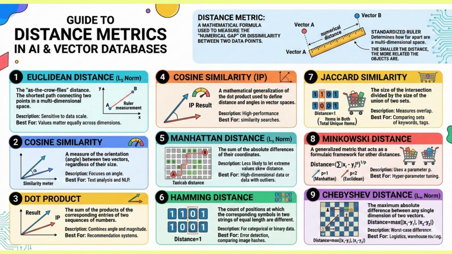Ninth would be Chebyshev distance, the maximum absolute difference between any single dimension of two vectors. Also known as the chessboard distance. On a chessboard, a king can move one square in any direction, horizontal, vertical, or diagonal. The number of moves a king needs to reach a square is the Chebyshev distance. It only cares about the worst case difference among all dimensions. Best for logistics, warehouse routing, and cases where moving diagonally costs the same as moving straight.